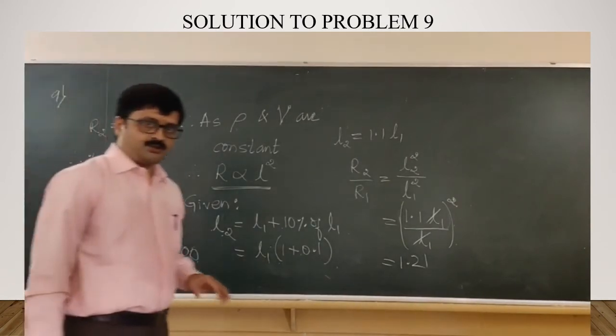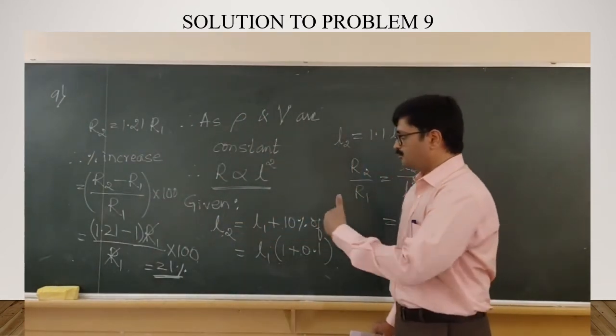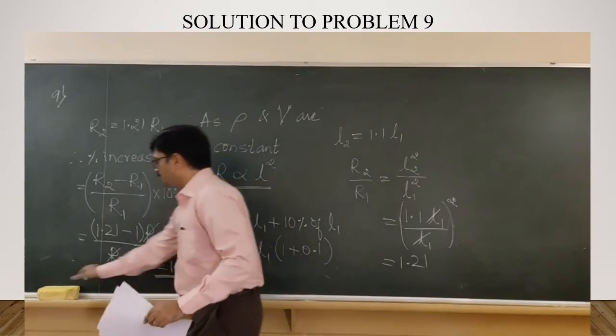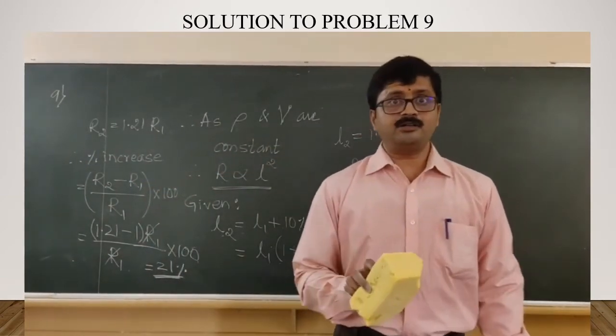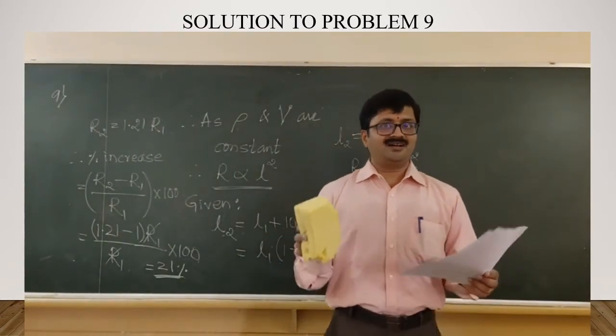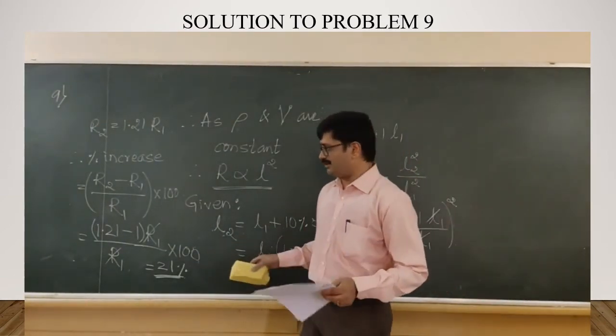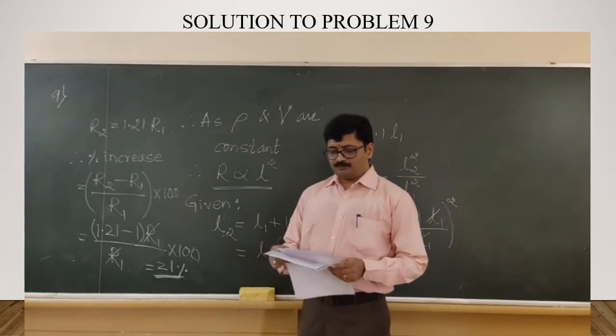Okay, so I think this particular approach is clear. 21% is our percentage increase, right? Which approach must we use for this? We must use the volume approach. I hope this is quite simple to you all. Okay, fine. Now let's move on to the 10th problem.